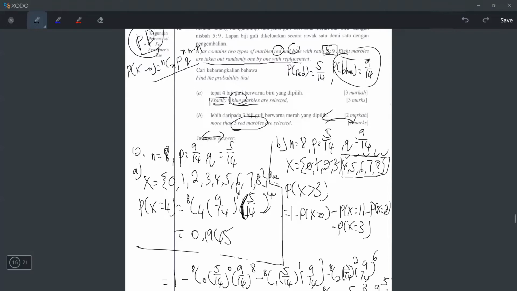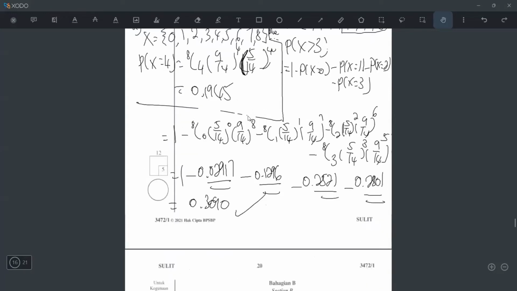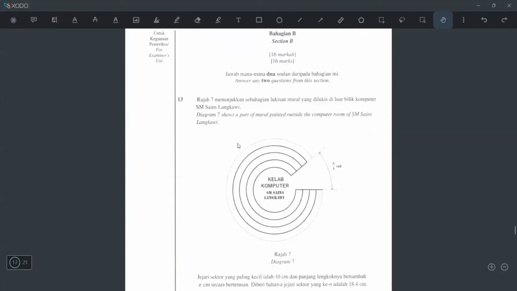Yeah, let me check again. Okay, yeah, it's correct now. Alright, so I made a mistake here. I should write power 4, but I wrote power 5 here, and that's why it's wrong. But the B is correct already. Okay, yep. So let's go to number 13.